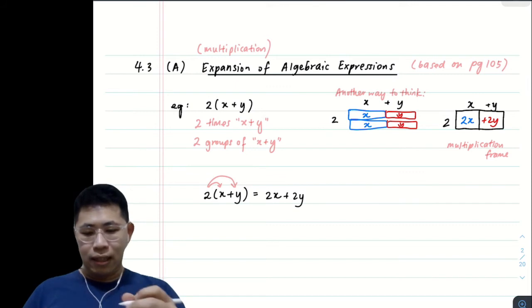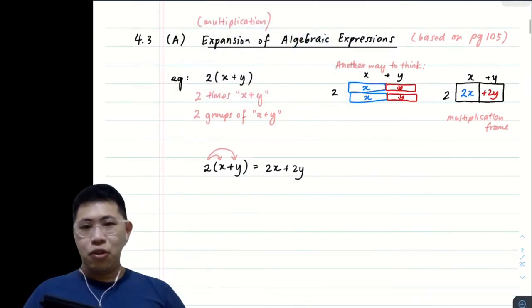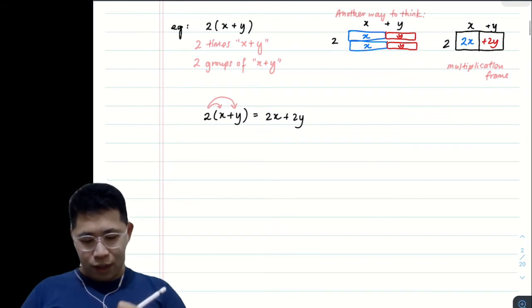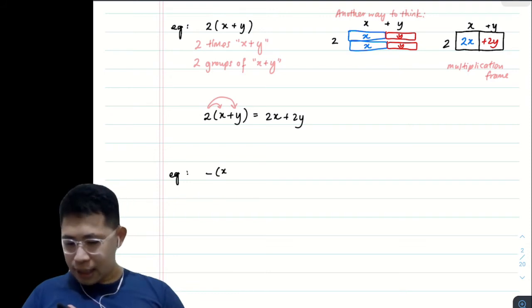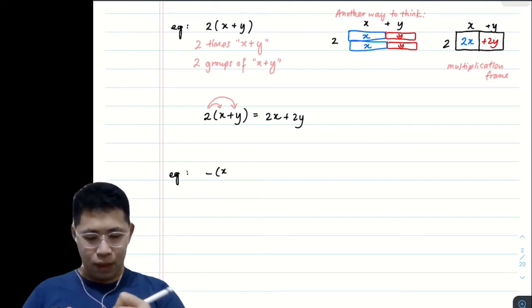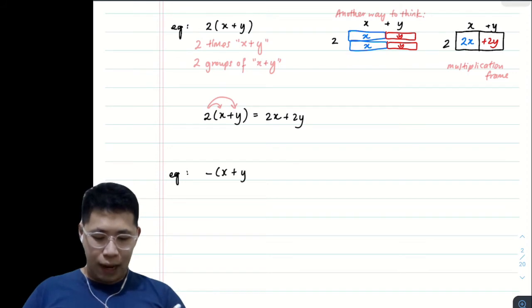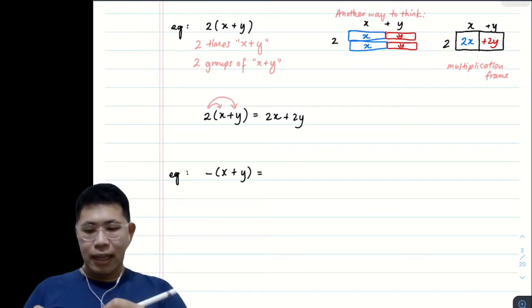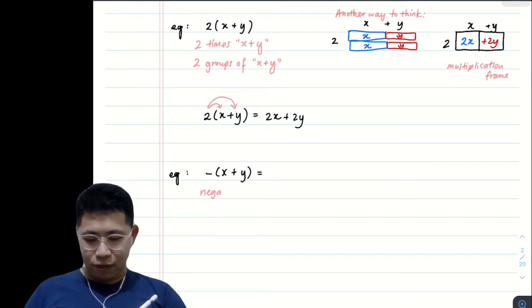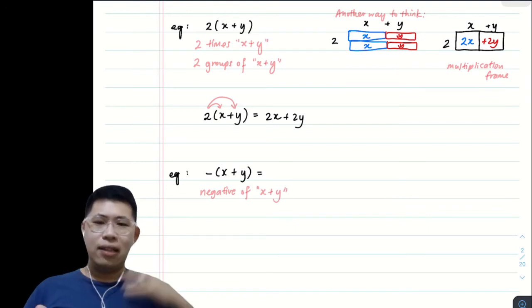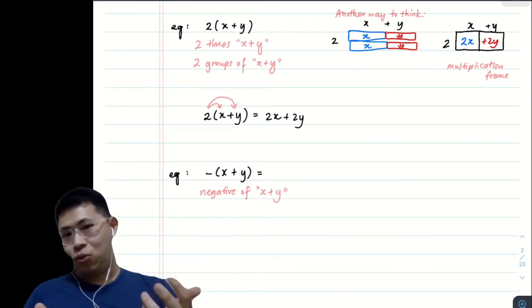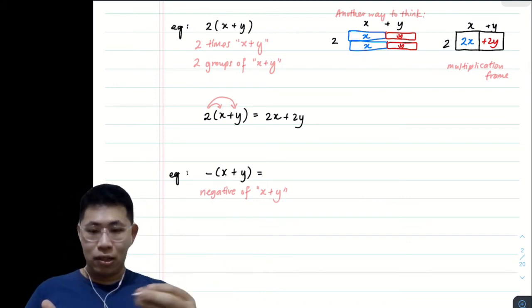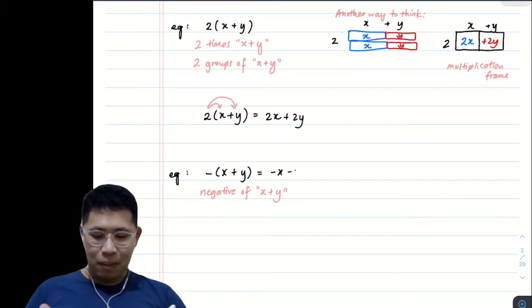Here we are going to continue with the second example, which is also in your textbook. The second example is what about negative (x plus y)? What does it mean? It actually means a negative of x plus y. If you think of it using your mathematical knowledge in chapter 2, what is a negative of x plus y? It is actually negative x minus y.